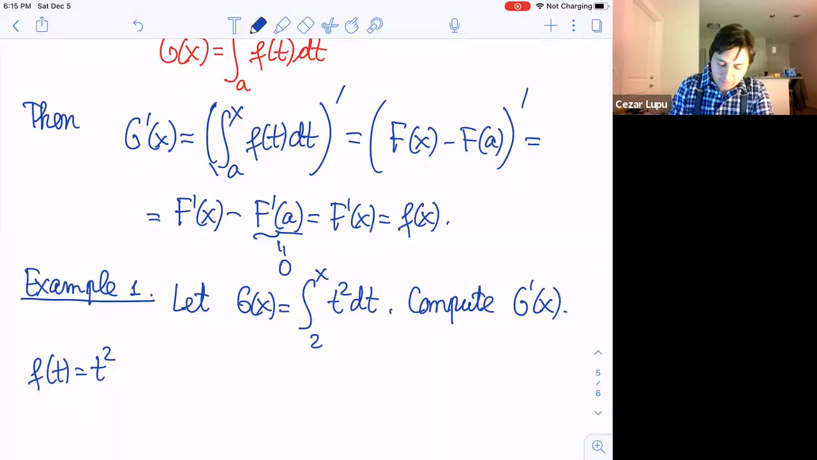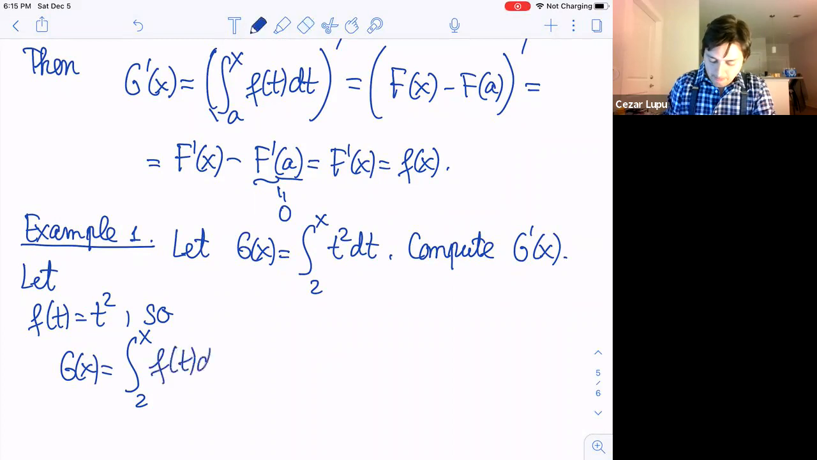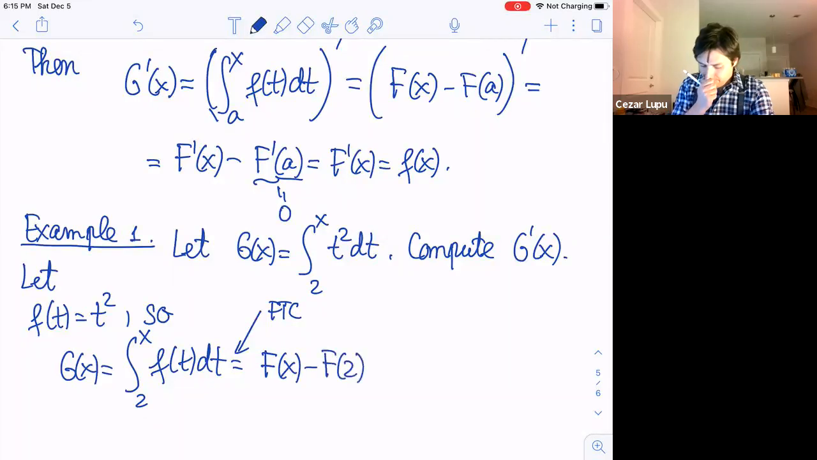So g of x, which is the integral from 2 to x of f of t dt, will be nothing else than, by the fundamental theorem of calculus, so here you just apply the fundamental theorem of calculus, F of x minus F of 2, where F of x is the antiderivative of this.